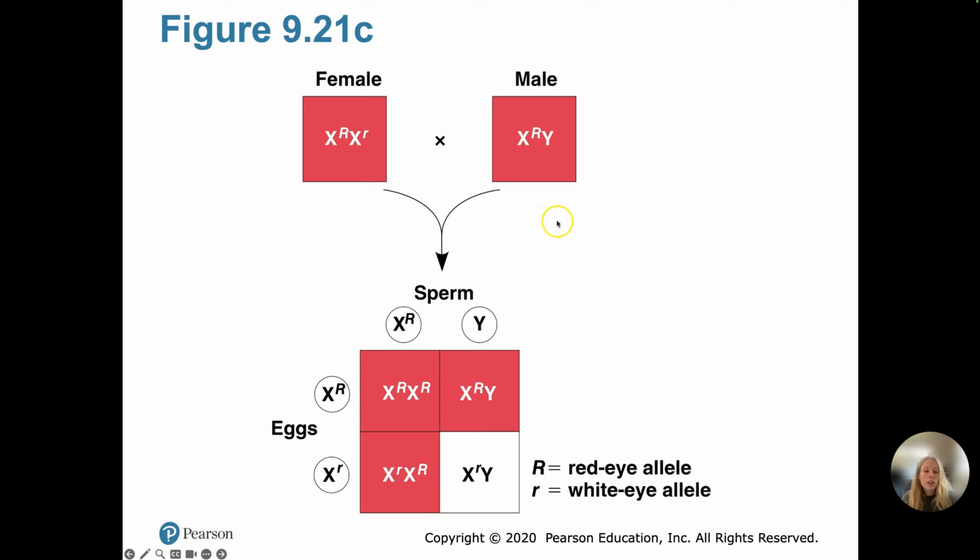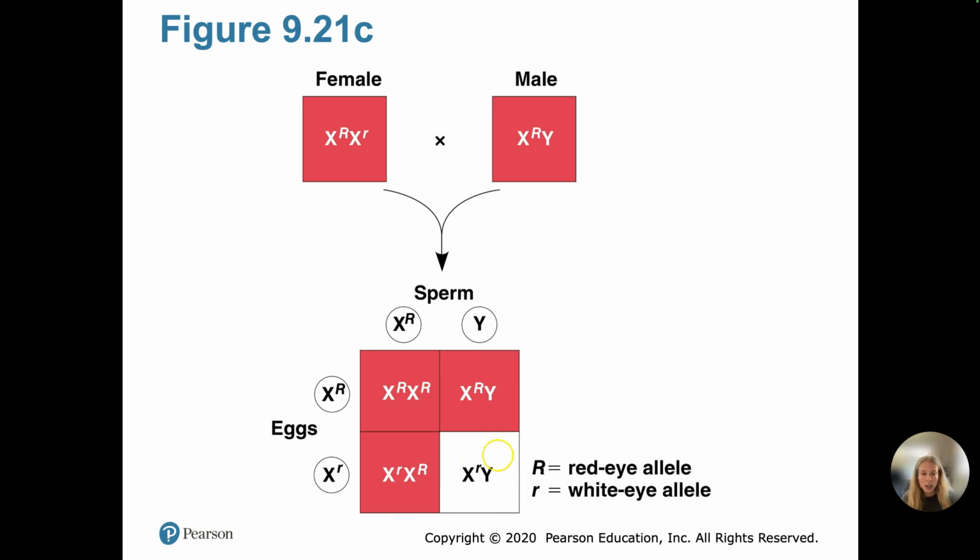When we do this cross here, something interesting shows up. So we get the 3-to-1 phenotypic ratio again, which we got a lot in the F1 crosses with Mendel's laws in monohybrid crosses. However, notice that the white-eyed individual is always a male in this case. So the females from this cross will never have white eyes, but 50% of the males from this cross will have the white eyes.